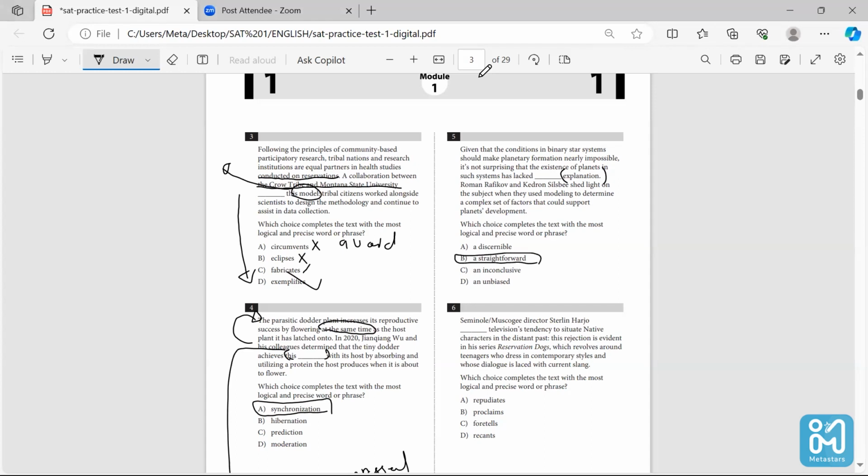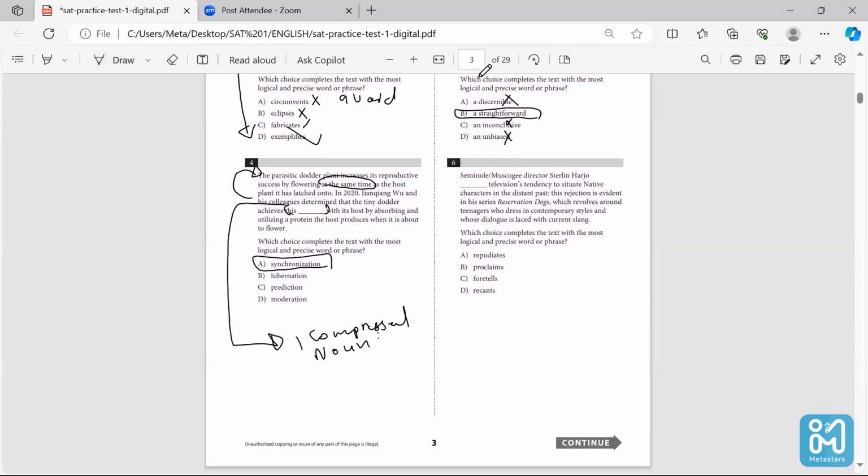But if I say the word discernible, what does it mean? Like an explanation of being perceived. Inconclusive. What's the meaning of inconclusive? For sure, guys, an explanation that does not solve the issue. And unbiased has nothing to do with all that, guys. So basically, I'll choose B. Thank you so much, Jenna, for that.